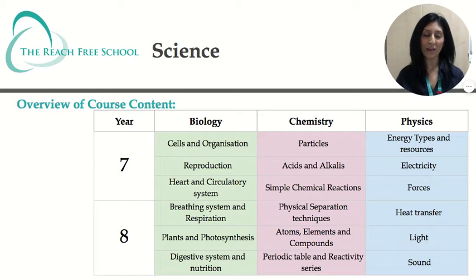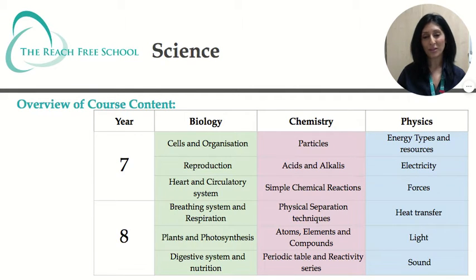Here is an overview of our course content for Key Stage 3 within Science, covering our biology, chemistry and our physics strands. The overview of our course is based upon understanding the core principles for a strong science education. It covers all of the key concepts required for our Key Stage 4 learning that will enable our pupils to access both combined science and our triple science courses that we offer here at the Reach Free School.